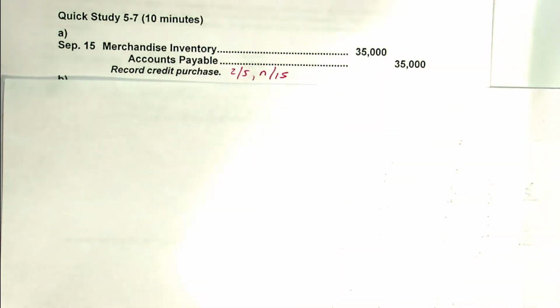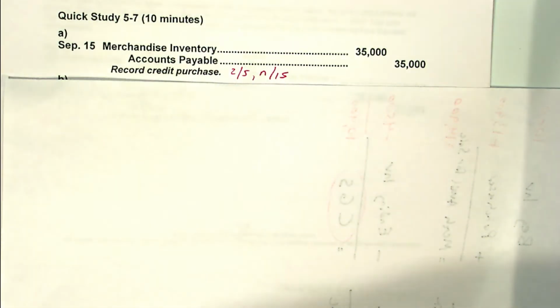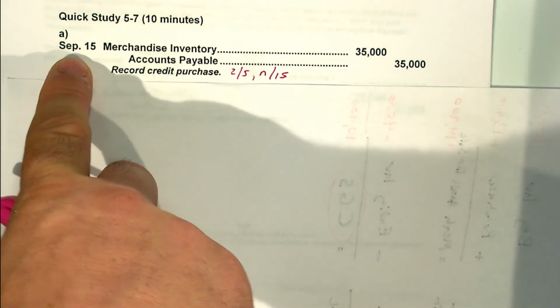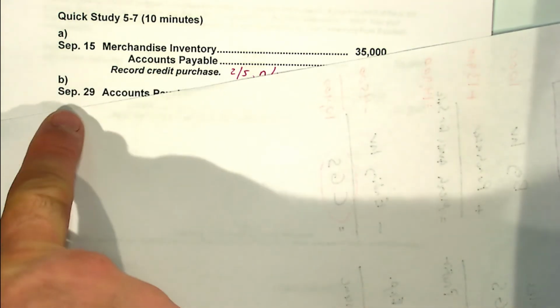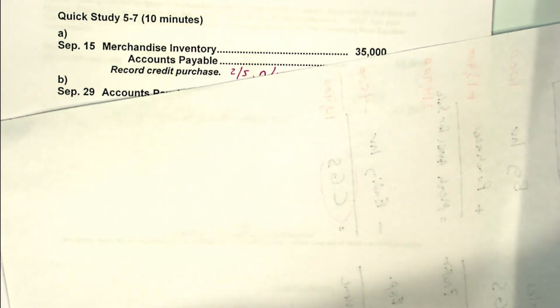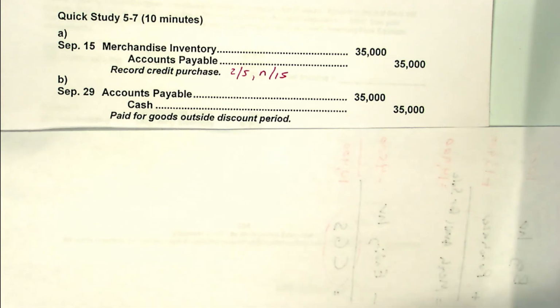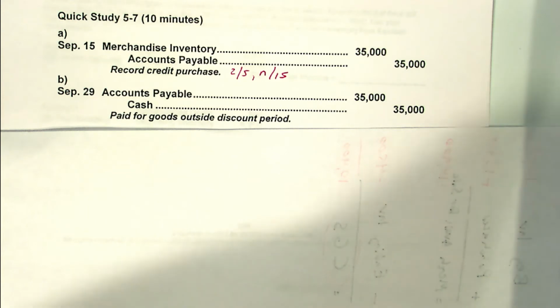So what day do we have to pay by to get the discount? The 20th, right? 5 days after September 15th is the 20th. Well, what day do we actually pay? September 29th. So we missed the discount period, right? Wah, wah, wah. So we have to pay the full 35. Sorry. No discounts for you. We pay the full 35,000, and the whole AP goes away. Cool? That's for a discount missed.